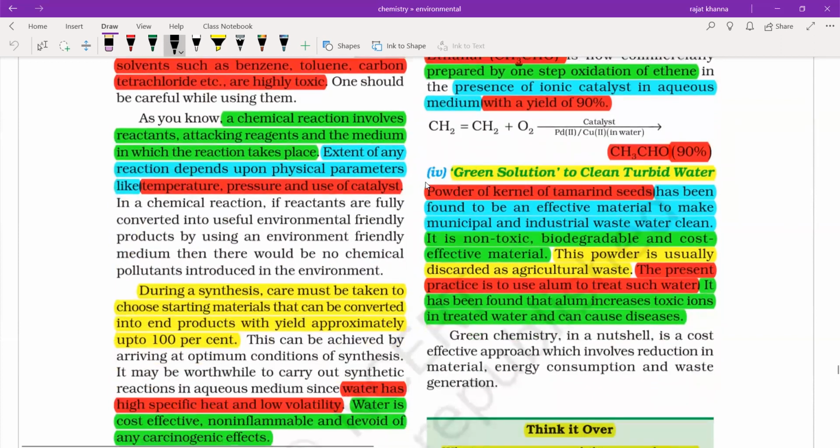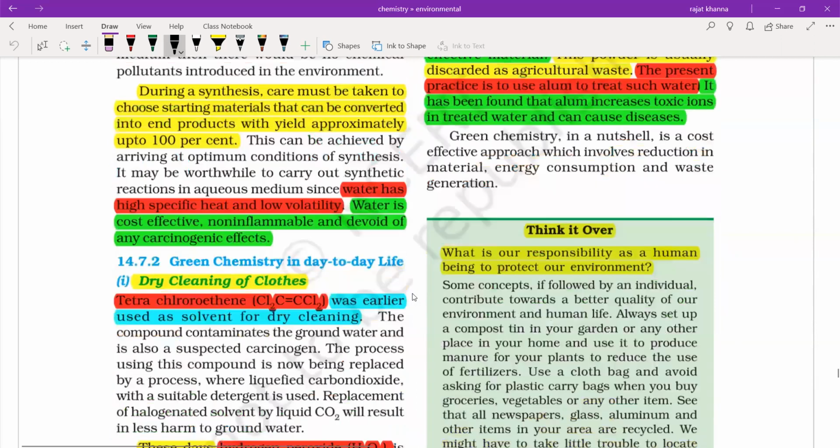A green solution to clean turbid water. Powder of kernel or tamarind seeds has been found to be an effective material to make municipal and industrial wastewater clean. It is a non-toxic, biodegradable, and cost-effective material. This powder is usually discarded as agricultural waste, and the present practice is to use alum to treat such water. It has been found that alum increases toxic ions in treated water and causes diseases.